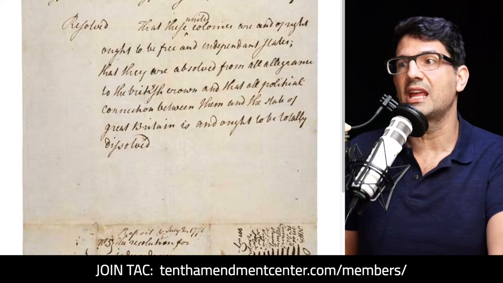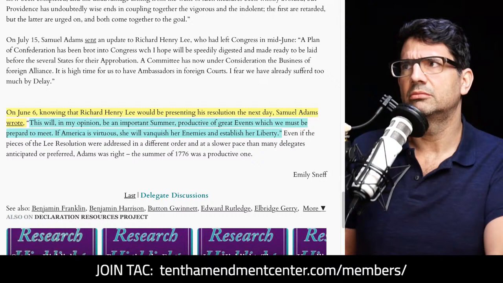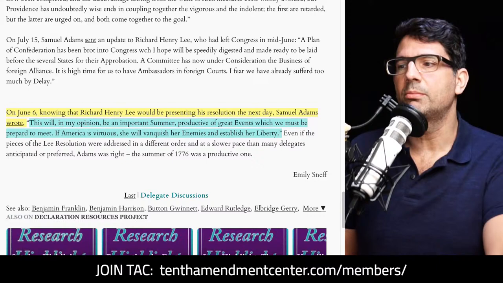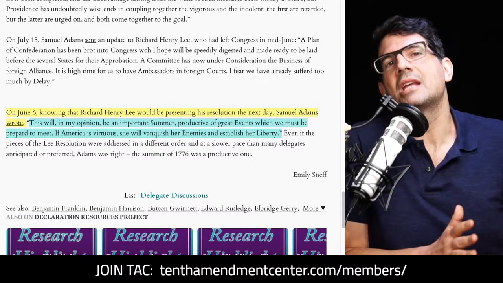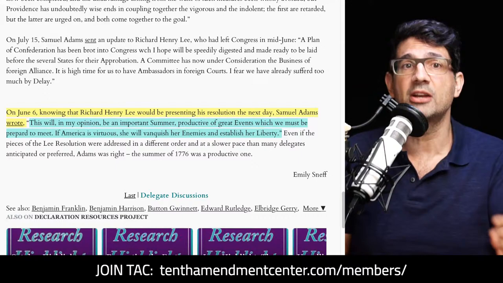Here on June 6th, this is from Harvard, declaration.fas. I'll link to it. On June 6th, they write, knowing that Richard Henry Lee would be presenting his resolution the next day, Samuel Adams wrote, and of course, maybe Richard Henry Lee was telling everybody, but we do know that Richard, Samuel, and John were really tight, especially Richard and Samuel.